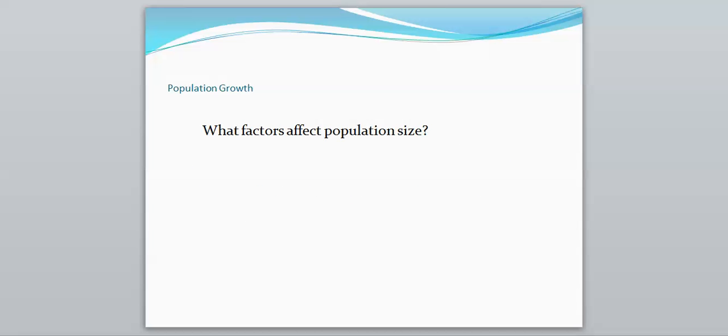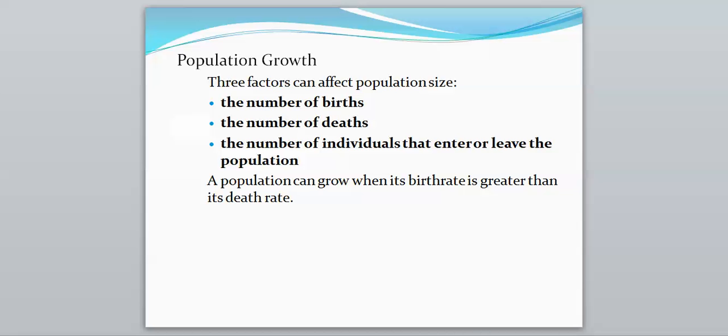And so going right along with the growth rate is what factors are going to affect population size. So the 3 factors, which I alluded to a second ago, would be the number of births, the number of deaths, and then the new one that I didn't just mention would be the number of individuals that enter or leave the population. And then the next one, this is self-explanatory, but a population will grow when its birth rate is greater than its death rate. And so those 3 things are all going to be a factor in whether or not populations are growing.